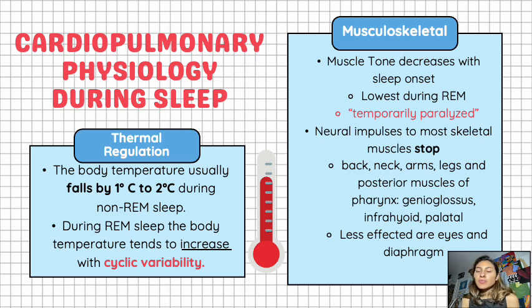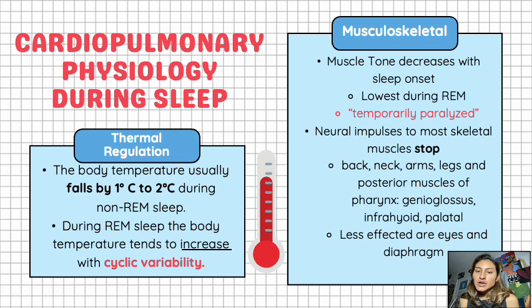We're going to start with the somatic skeletal muscles, which usually have the highest muscle tone during the wakeful state. The muscle tone decreases with sleep onset and throughout non-REM sleep. Muscle tone is at its lowest level during REM sleep. During REM sleep, neural impulses to most skeletal muscles stop, and a lack of muscle tone ensues. In essence, the sleeper becomes temporarily paralyzed.